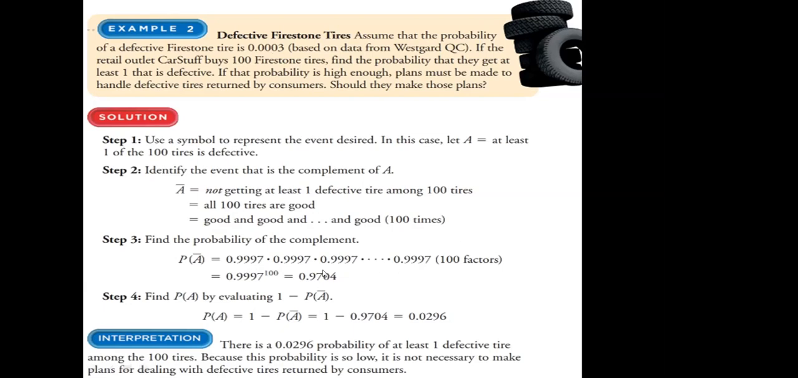But here's how they're going to trick you. You're going to do all that, you're going to get this answer, and that's going to be one of the answers on the answer sheet. But you're going to remember that you have to take that and subtract it from one. You're using the complement rule.